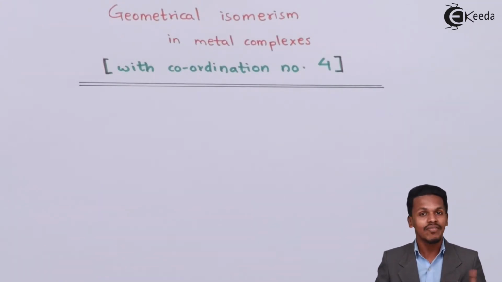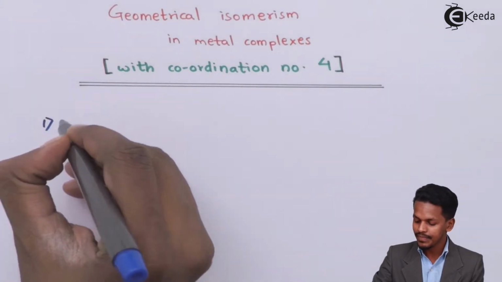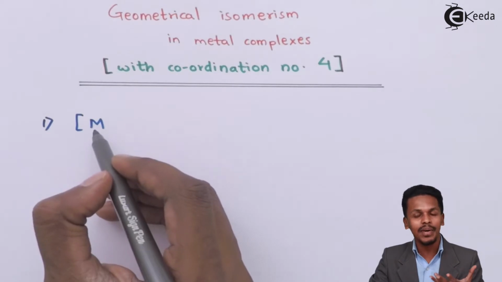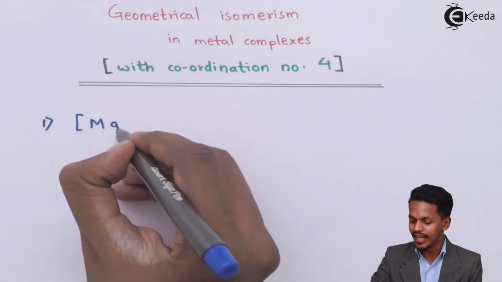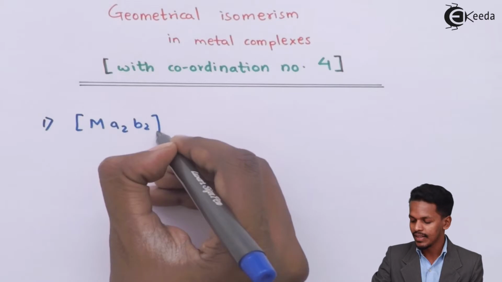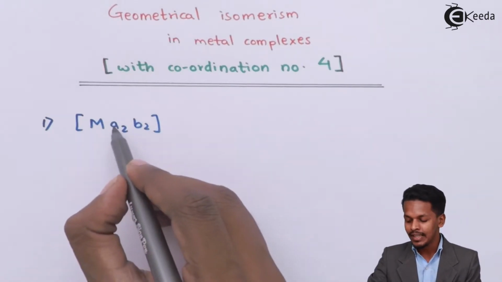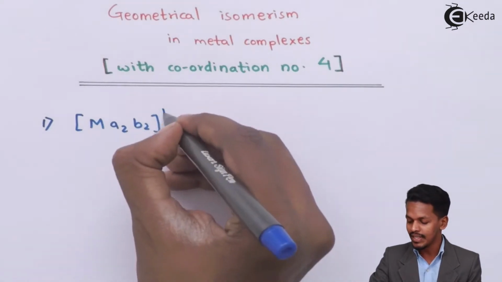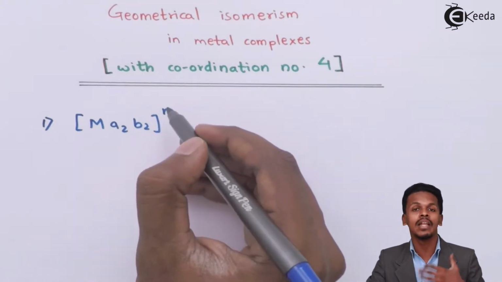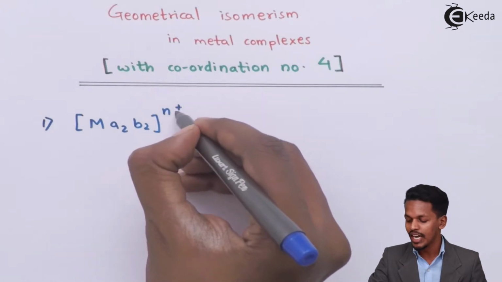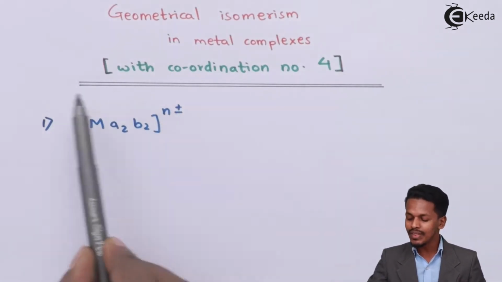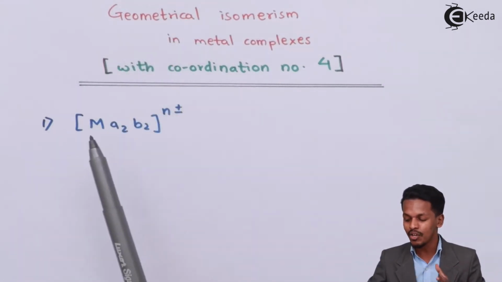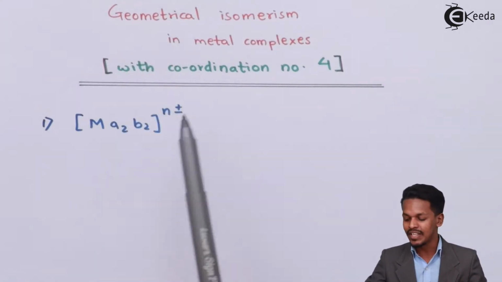Now let me talk about the first type, where we could get a complex M A2 B2 to the power n. Here M represents the central metal atom, and A2 and B2 mean there will be two similar ligands and another two similar ligands. This n represents the charge; it could be positive and it could be negative. Based on this type of complex, I'm classifying the different types of geometrical isomers for metal complexes which have a coordination number of 4.